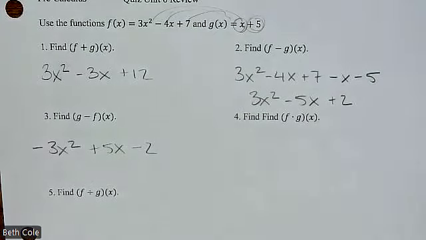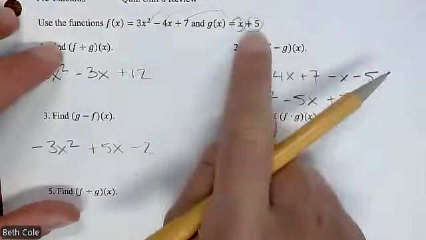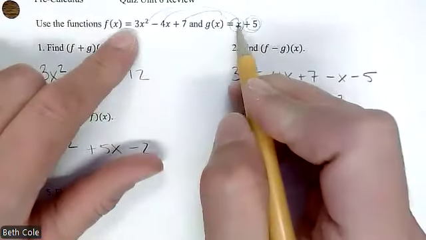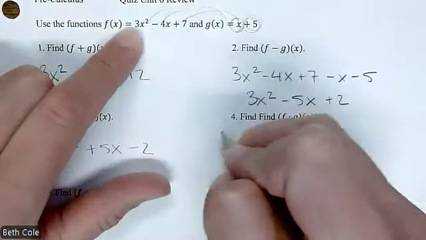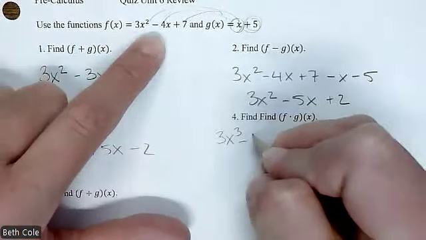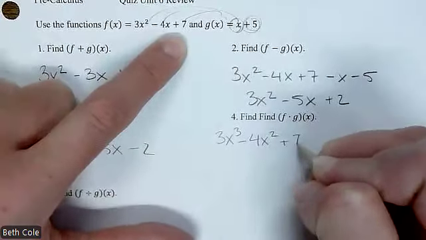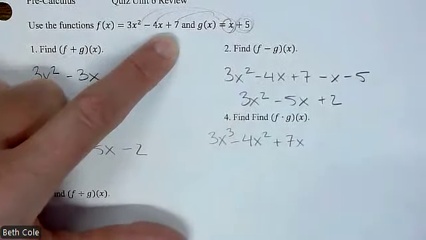And how many terms will we have in a row? 6. Good, because this one has 3 and this one has 2. So 3 times 2 is 6. All right, so if we distribute an x through there, it's going to be 3x cubed minus 4x squared plus 7x. Just distributed an x.